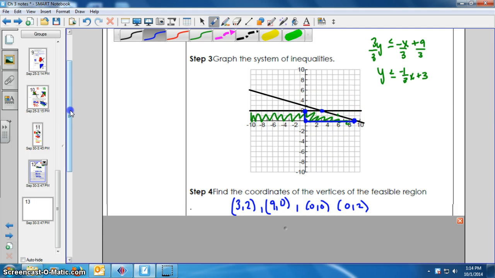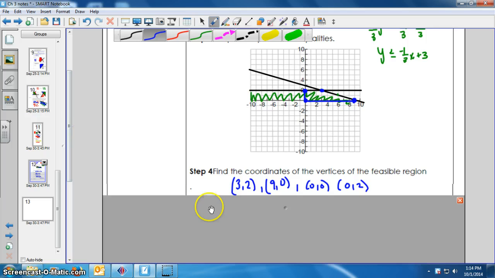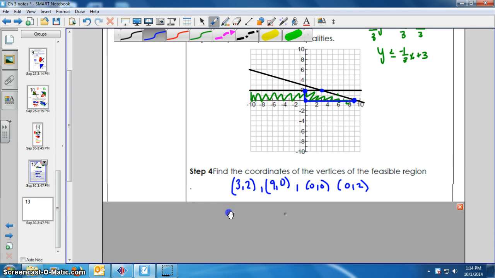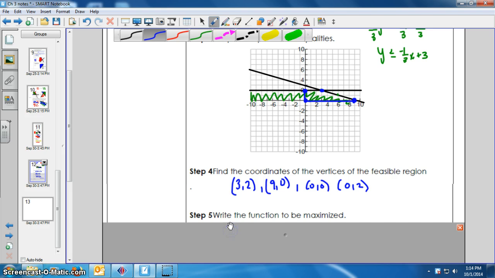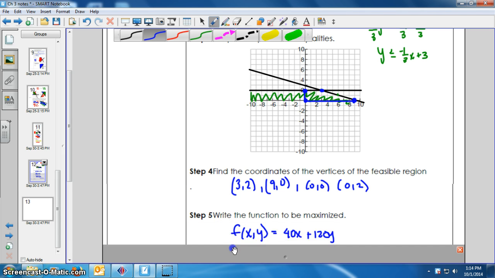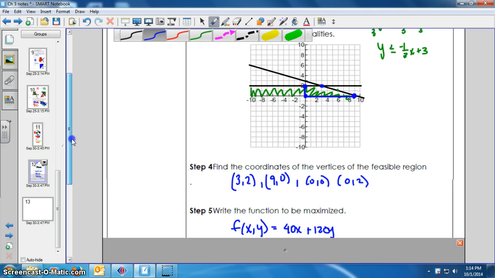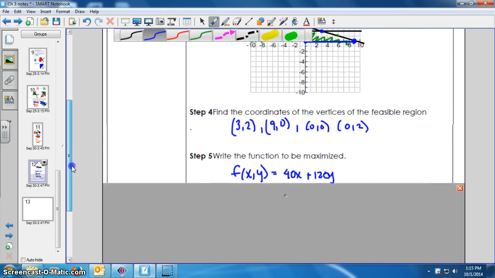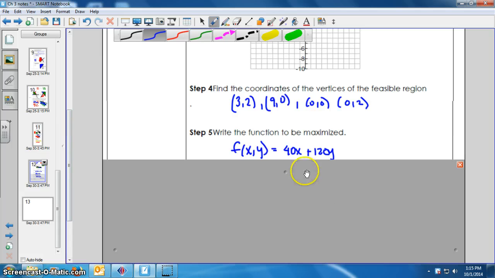We're going to plug those in, but we first need to write our function. Now this function has to do with the money. So we said $40 per mowing job and $120 for pruning. So that would be a 40x and $120y for the amount of money they're making per job. So that's what that function would look like.